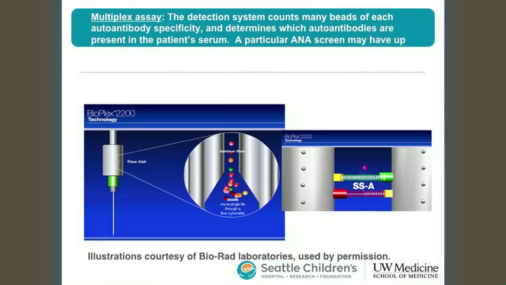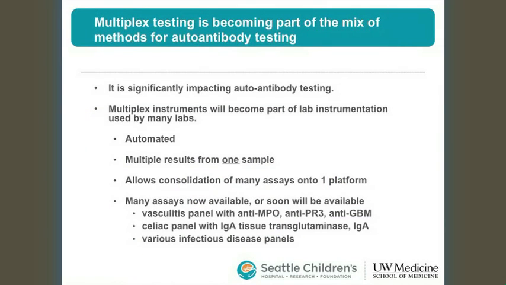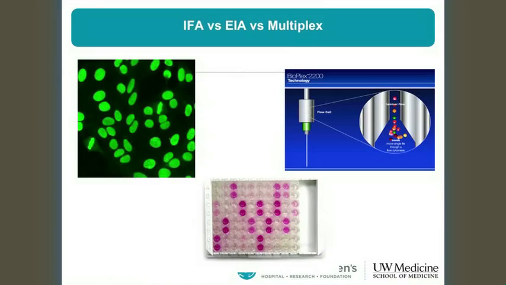And then you do that thousands of times. You get a statistically valid sample, and if any one of the autoantibody specificities here is positive, we call that a positive ANA. And that's essentially how multiplexing works, and it's obviously becoming part of the mix of methods for autoantibody testing and significantly impacting autoantibody testing. So there are essentially many paths up the top of the autoantibody mountain. There's no one correct way to do autoantibody testing. There are just the trends that I mentioned. But this is significantly impacting autoantibody testing, and the number of assays available is increasing.